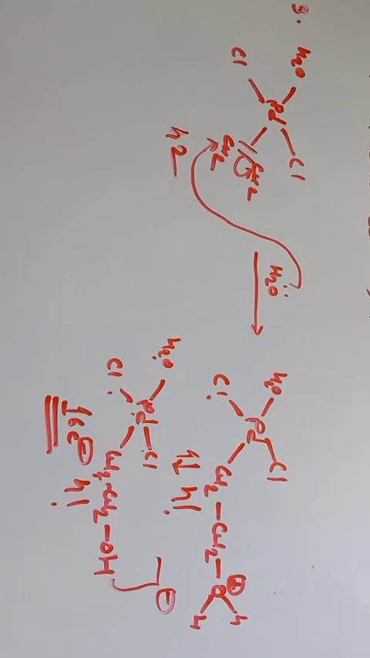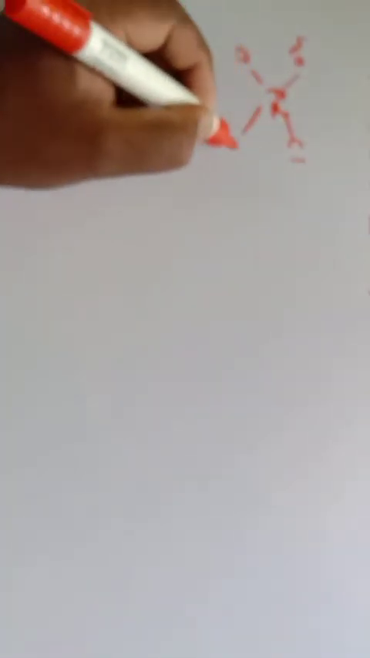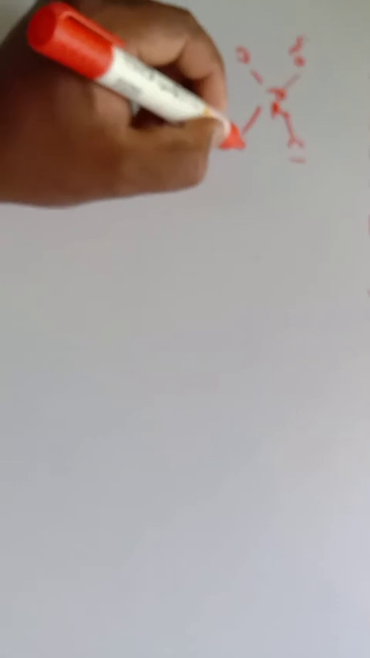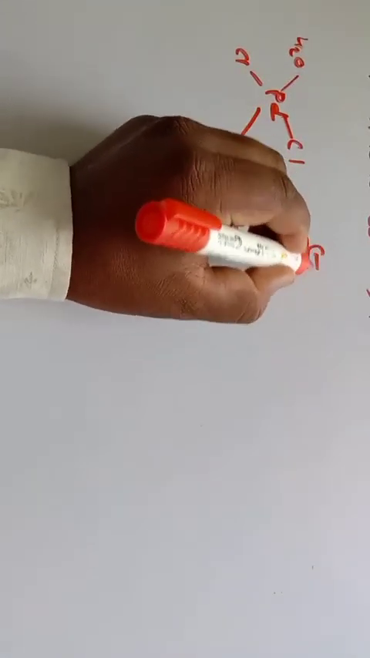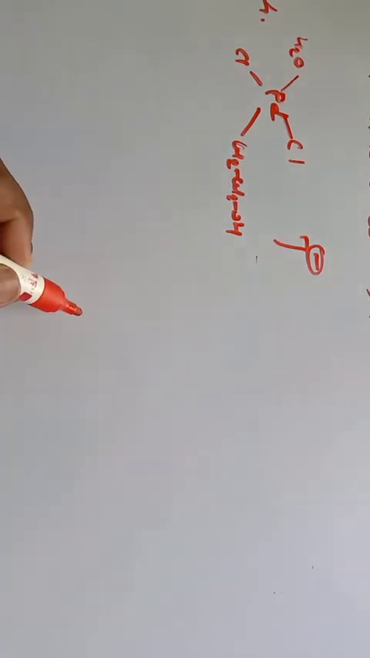So let us discuss the fourth step. So what happened in the fourth step? Let us discuss it. In the fourth step, we get this Pd, then one water molecule is there, chlorine is there, and we get CH2CH2OH, and it has a negative charge. This is the species. This is your fourth step. So what happened at this step?